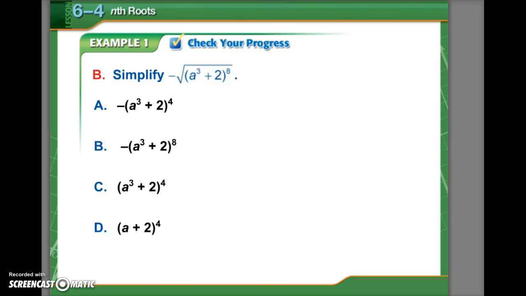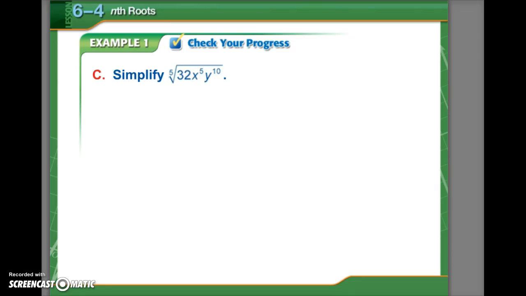Pause the video as long as you need. When you have your answer, come on back. Advance to the next slide. And our answer this time is letter A. Part C, we're going to do the fifth root of 32x to the 5th y to the 10th. Pause the video as long as you need and come on back when you have your answer.